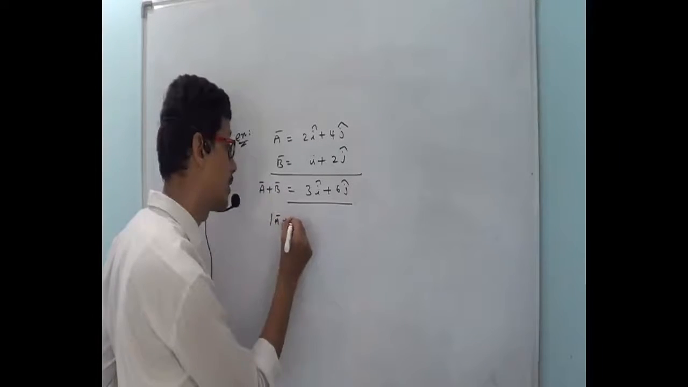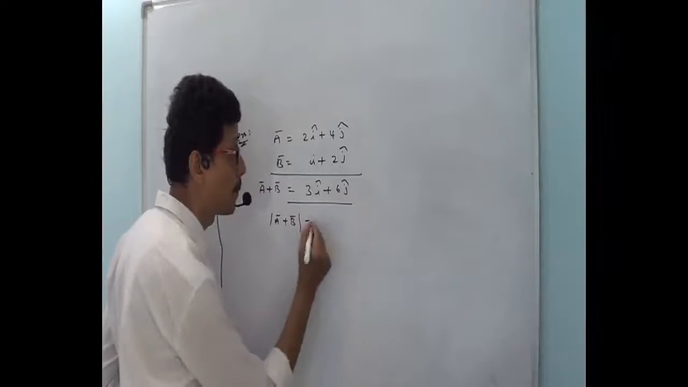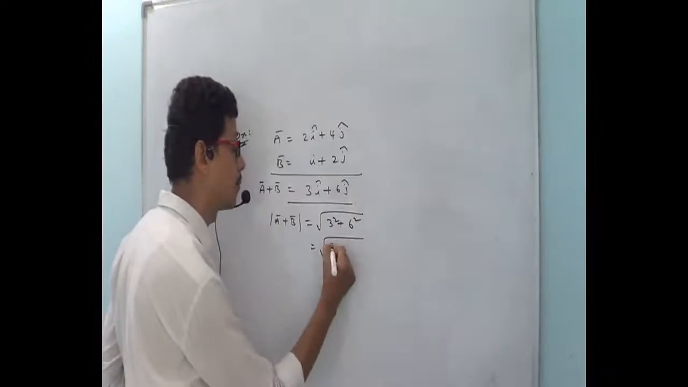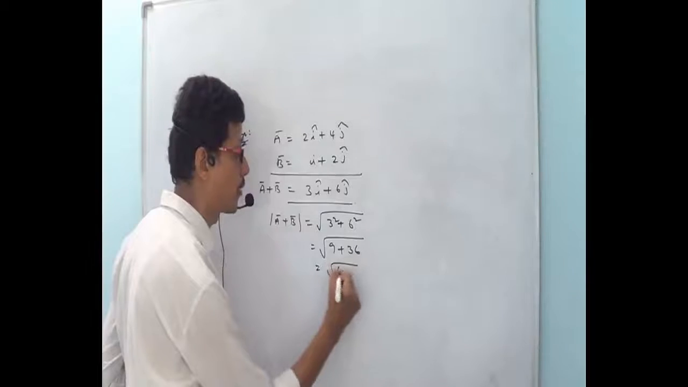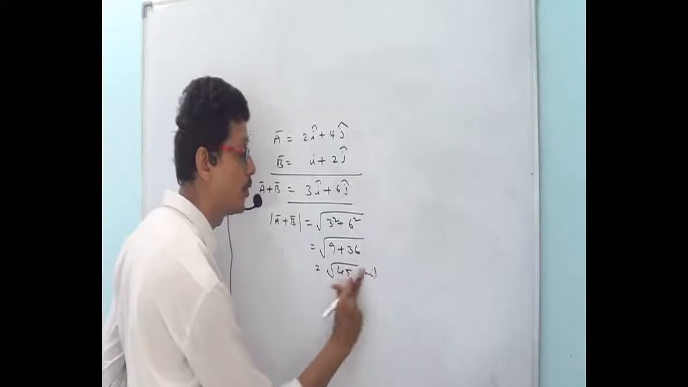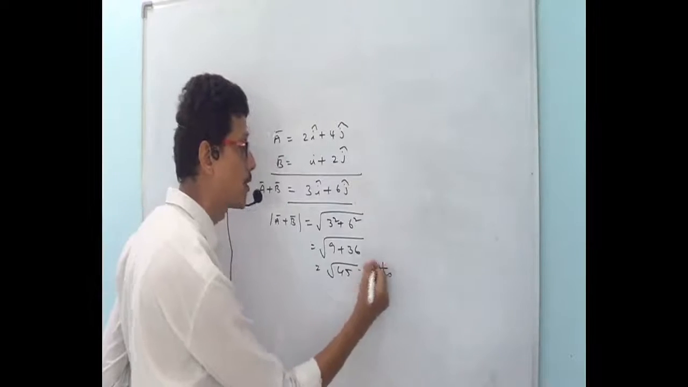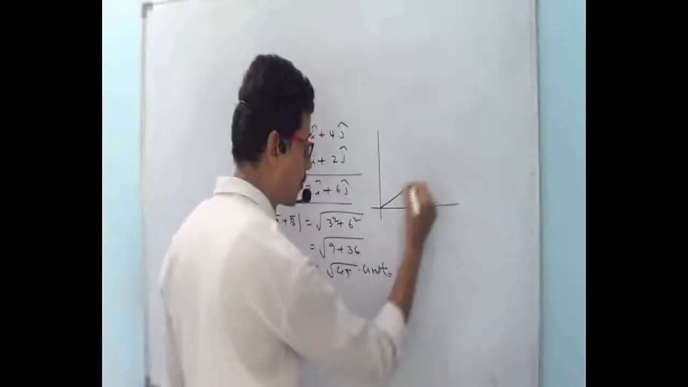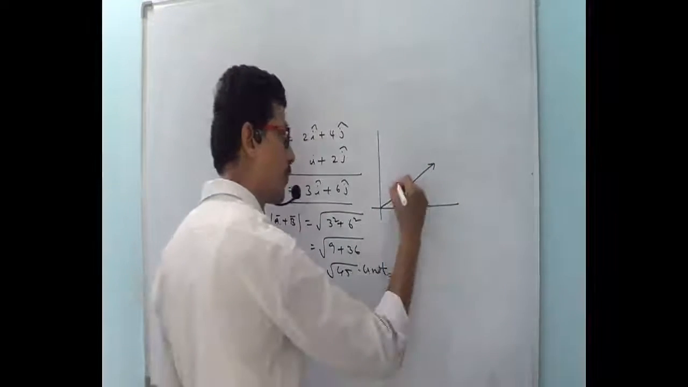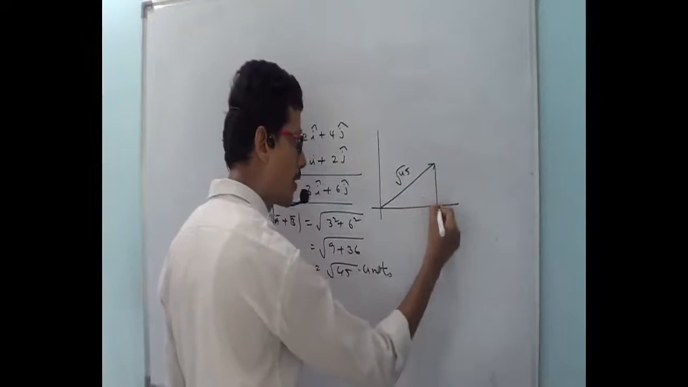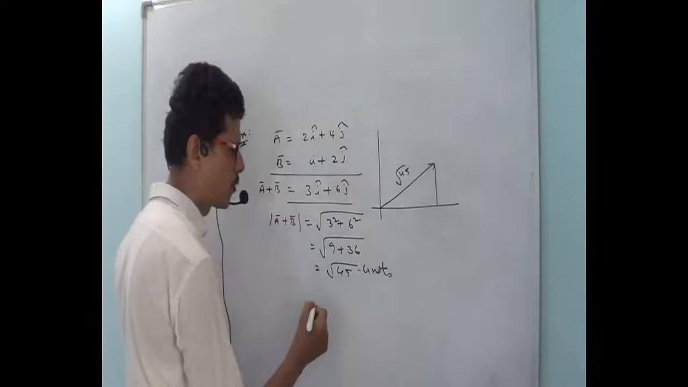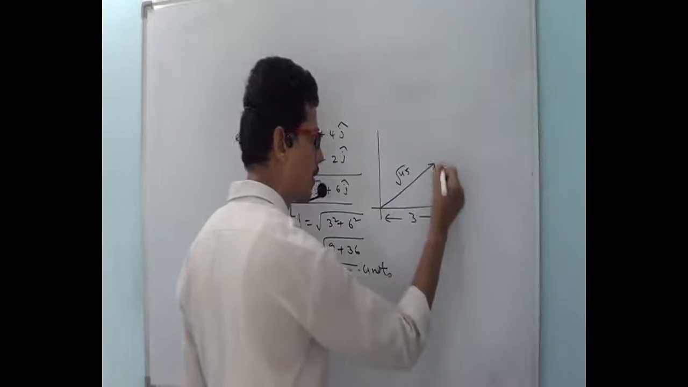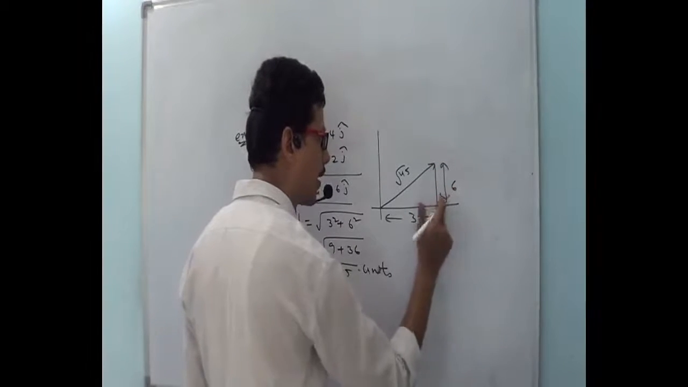And what is the magnitude of the resultant? Magnitude of the resultant is root of Rx square plus Ry square, that is root of 9 plus 36, this is root 45 units. Okay, and what is the angle made by the resultant with the x-axis? If asked, you should be in a position to tell. Rx is 3 and Ry is 6 units.